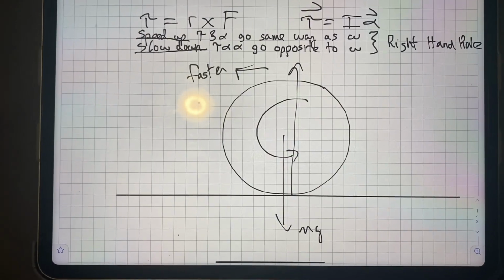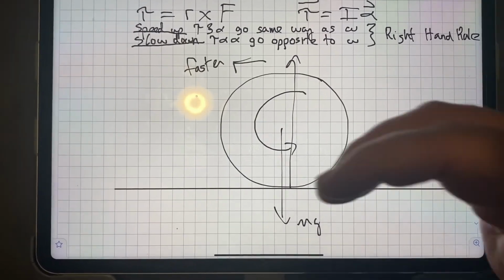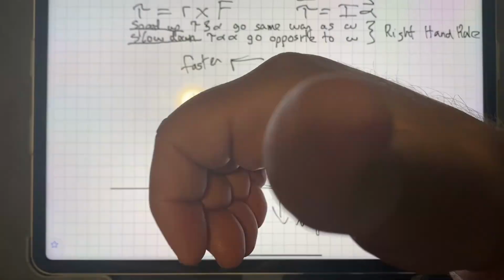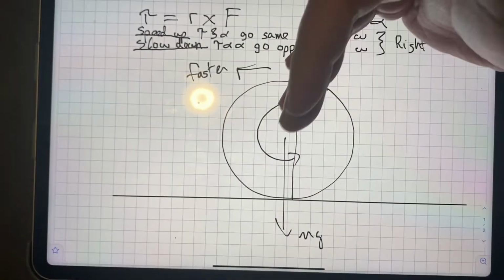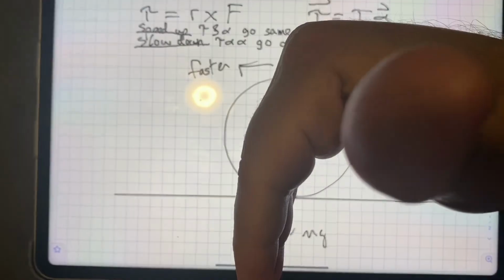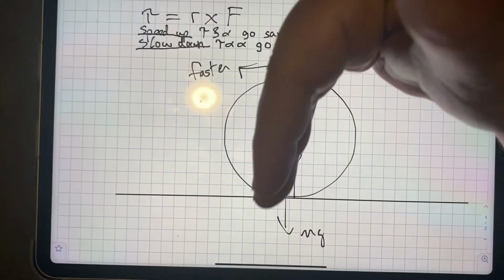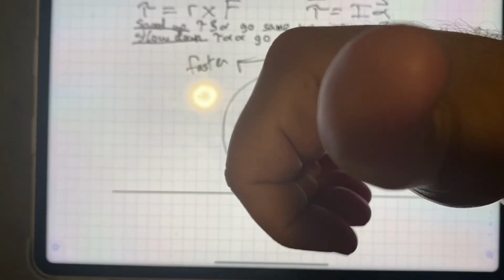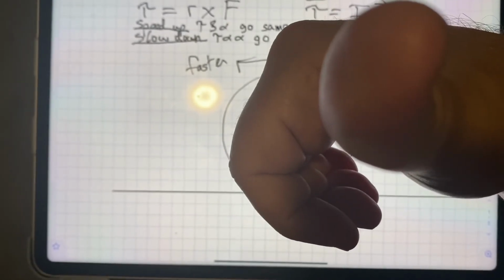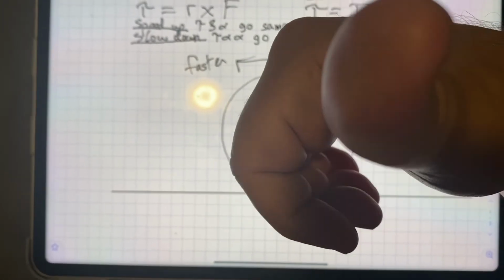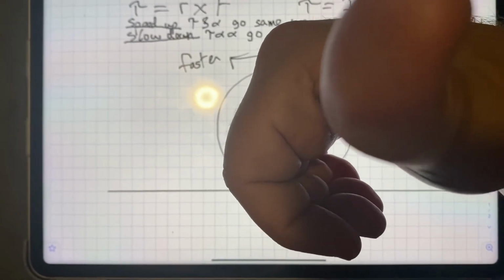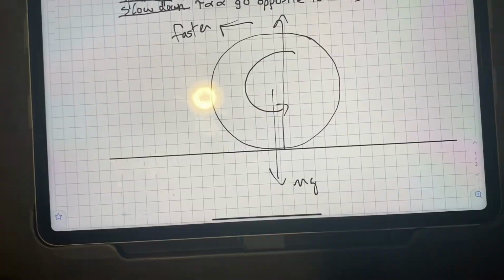So what I do is I then put my thumb representing torque out of the page. I go r, the radius, cross F, and the tips of my fingers are pointing in the direction of force, which in this case is friction. And you can see it's pointing that way.